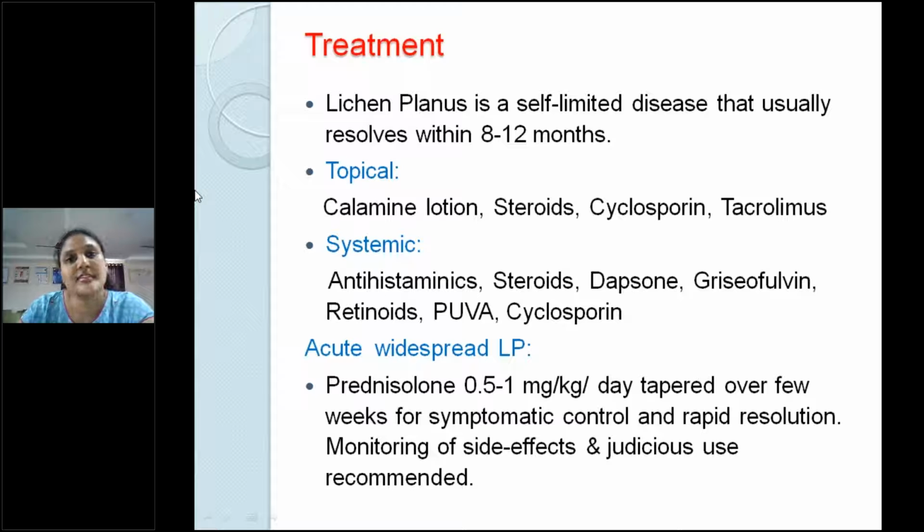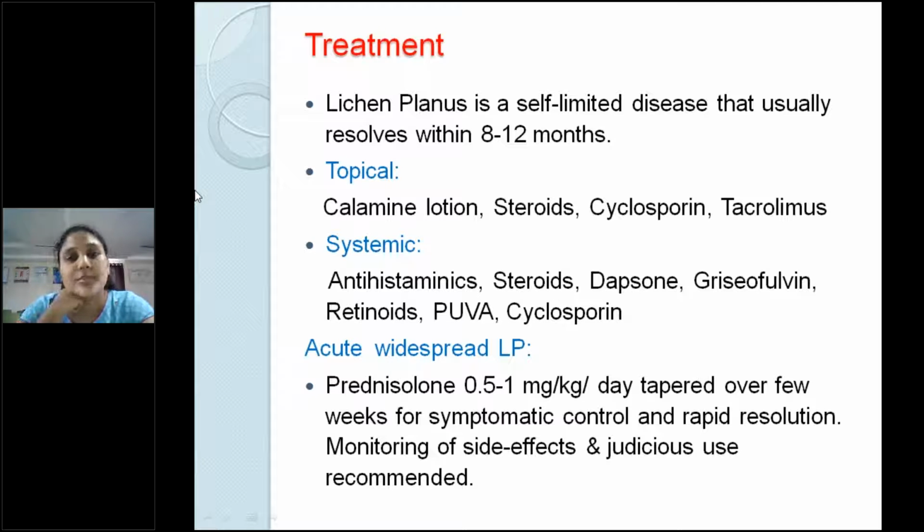Now coming to the systemic drugs. One is antihistamines. Of course, like I told you, this is a very itchy condition, so the first thing to address is the itch. And next are steroids, systemic steroids, also to bring down the inflammation, because steroids are anti-inflammatory, and also they'll bring down the activity of the disease. And next, dapsone is one good option.